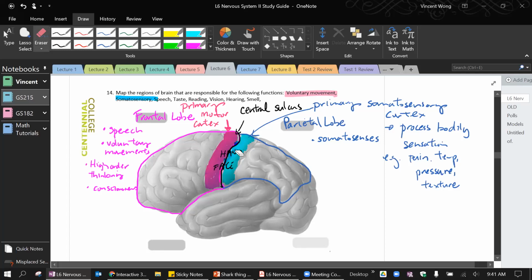So if you damage this part, you cannot feel your right hand. You can still move it. If you damage this, if you have a stroke here, you cannot move your right hand, but you might still be able to feel it.